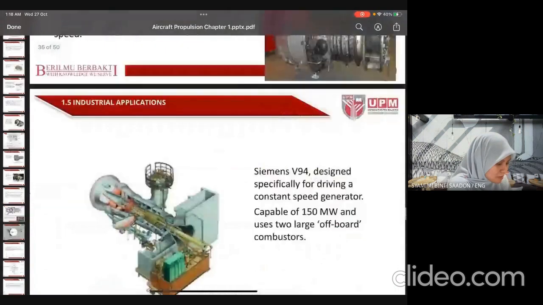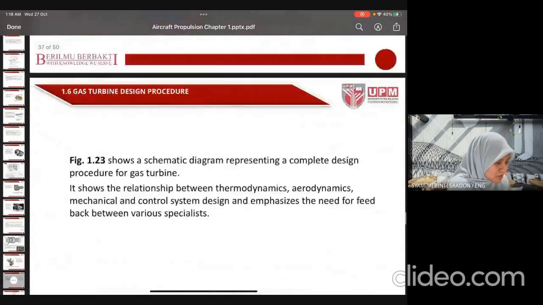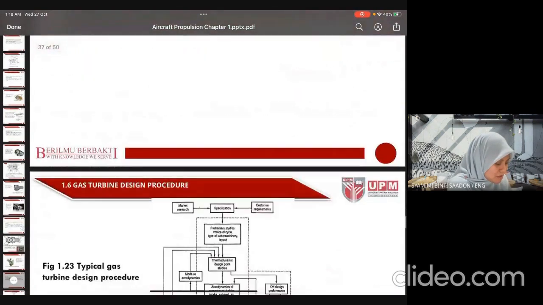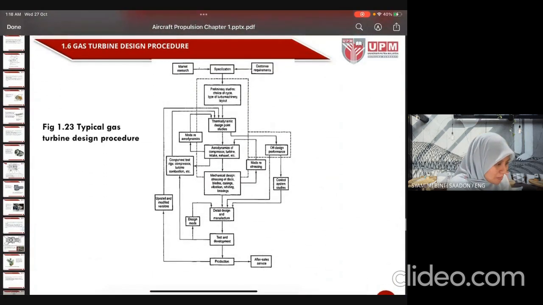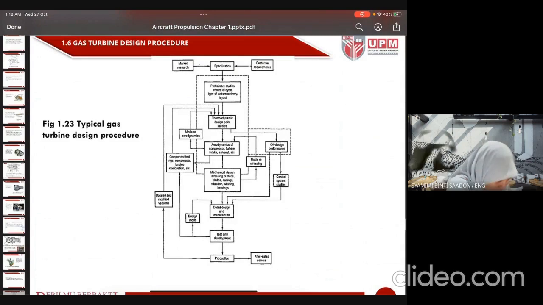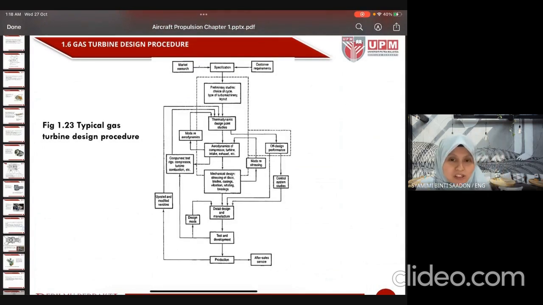Natural gas turbine. So these are all types of gas turbine, right? Gas turbine design procedure, it's a bit small, sorry. One of the reasons that you learn this course is so that you know the procedure, the steps that you need to take into consideration for the preliminary design of a gas turbine engine, right?